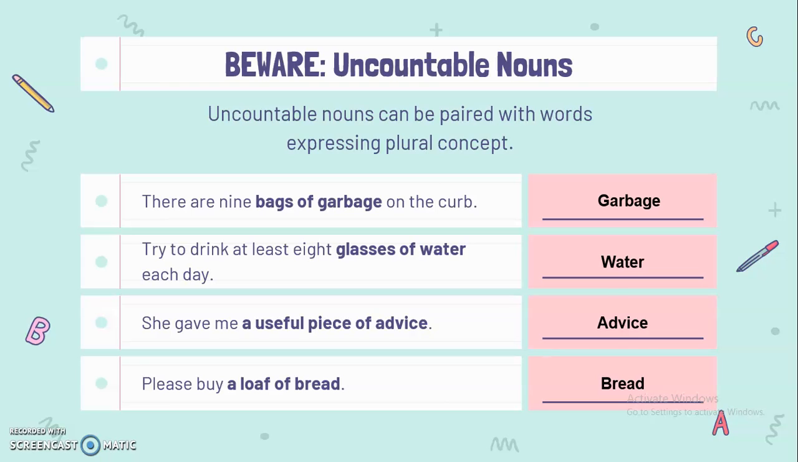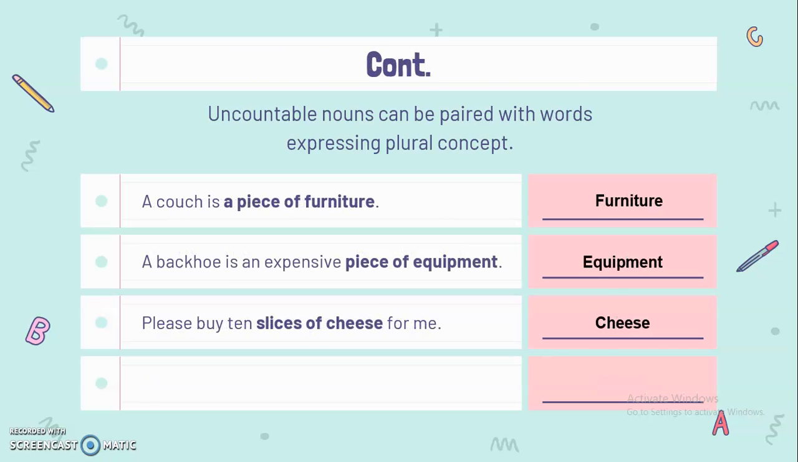She gave me a useful piece of advice. Please buy a loaf of bread. Another example: a couch is a piece of furniture. A backhoe is an expensive piece of equipment. Please buy 10 slices of cheese for me. So in this way you can make uncountable nouns plural if you want to use them in plural form, but naturally they don't have a plural form.